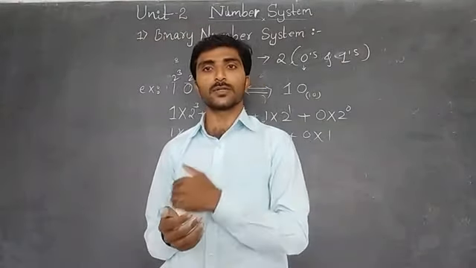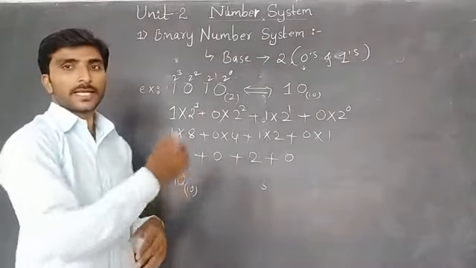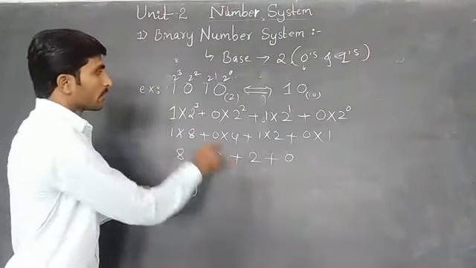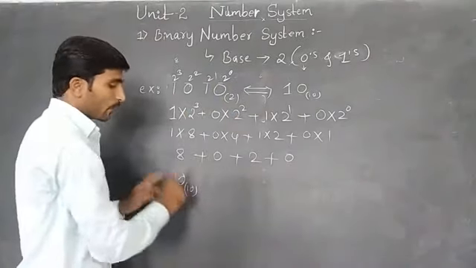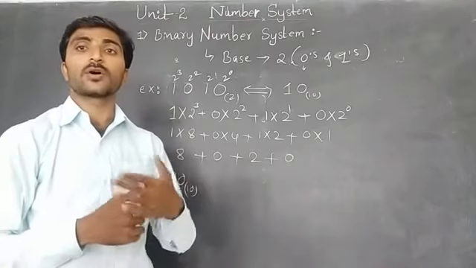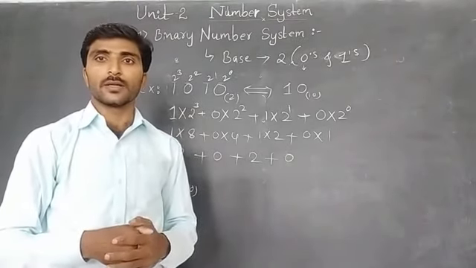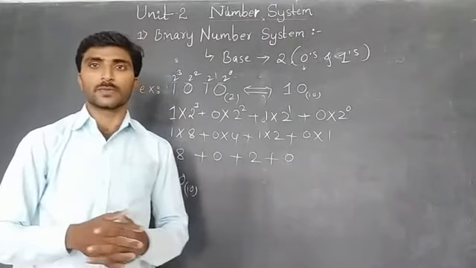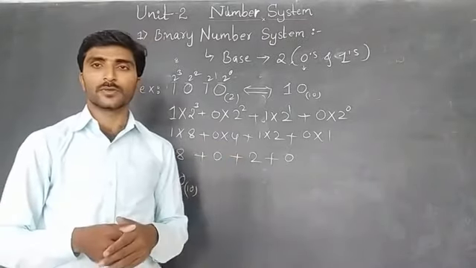So this is the binary number system. I hope this is clear to you. This is an example of how a binary number converts to its decimal equivalent. Guys, in the next class we are going to deal with the octal number system, then decimal, and then hexadecimal. I hope this is clear to you. Thank you.